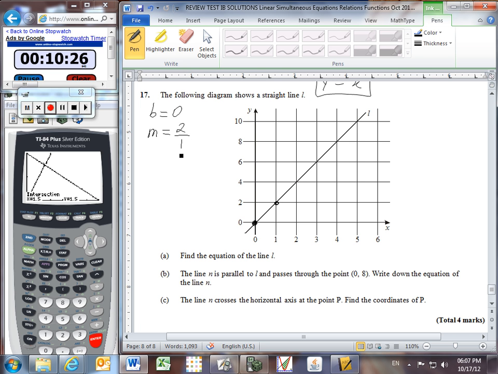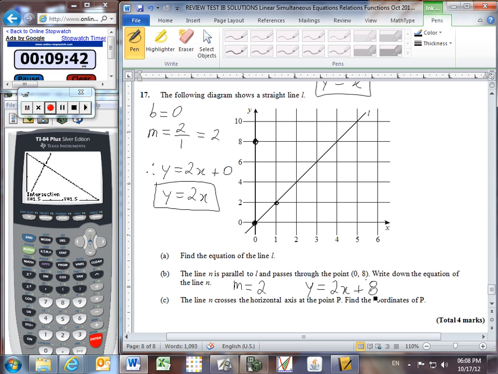Rise 2 and run 1. Rise over run. And we can see that our slope is 2. So y equals mx plus b, and so simply y equals 2x is the equation of line L. Part B, the line N is parallel to L. Well, parallel means that its slope is going to be the same as the slope of L. So m is equal to 2, and it passes through the point 0, 8. Hey, look, it gave us the y-intercept. And so the equation is y equals mx plus b, where the slope is still 2 because it's parallel, and b is the y-intercept, plus 8.